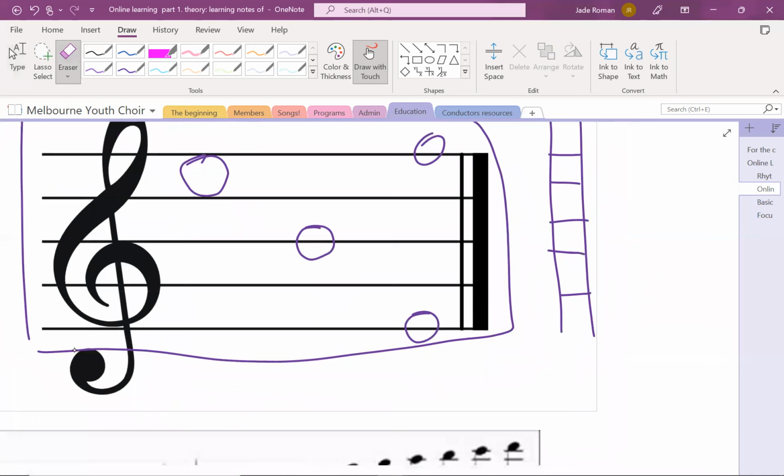Now there's one more trick I should probably also show. In music, they also add rungs. So if they want a note that's even lower, they can literally just add rungs on the bottom and put a note down there.